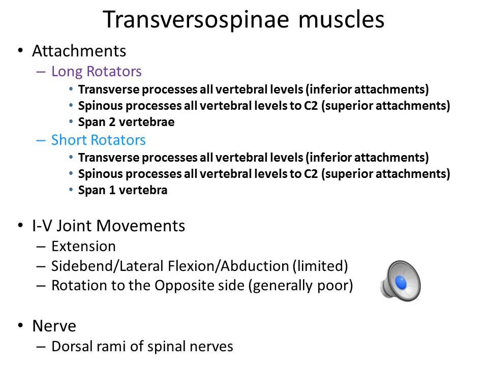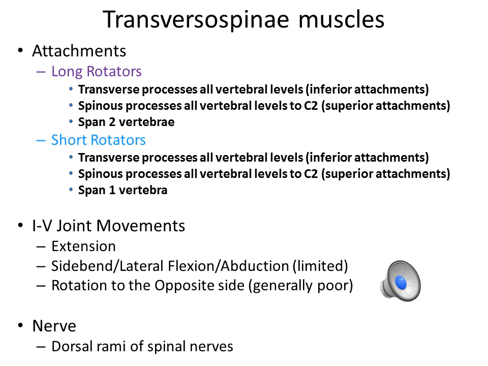Now let's talk about the long and short rotators. The long rotators span over 2 vertebrae. Their inferior attachment is the transverse processes at all the vertebral levels, whereas the superior attachment is the spinous processes of all the vertebral levels to C2. The short rotators span over only 1 vertebra. The inferior attachment is the transverse processes of all the vertebral levels, whereas the superior attachment is the spinous processes, again of all the vertebral levels, to C2.